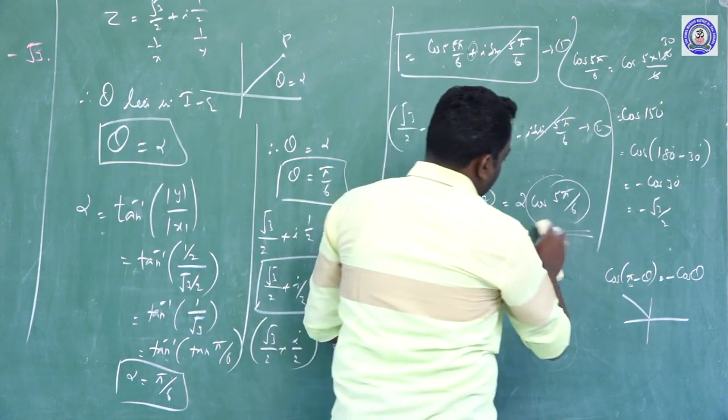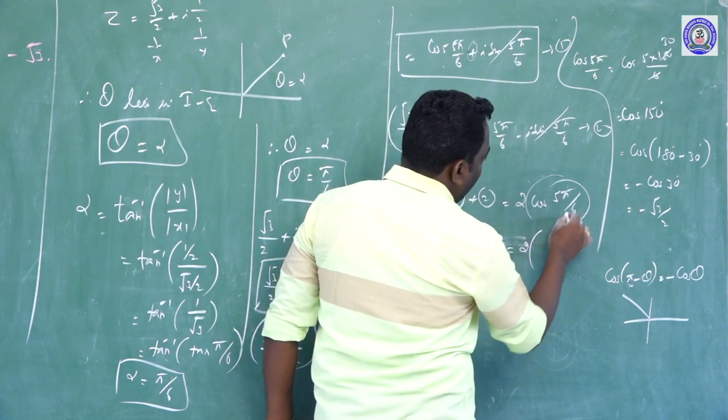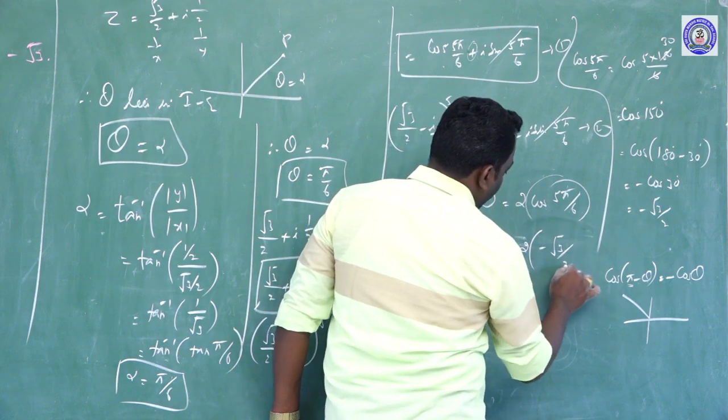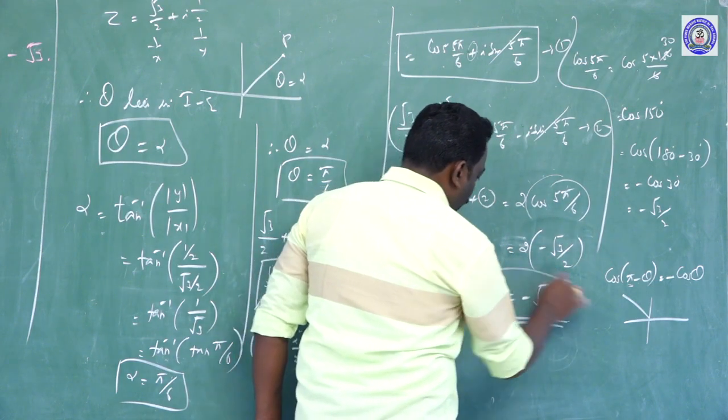Therefore, we just replace the term: 2 times, within the bracket, this term equals minus root 3 by 2. The 2s cancel, leaving minus root 3. That is what we wanted to prove.